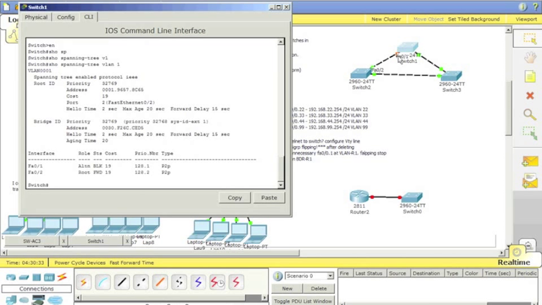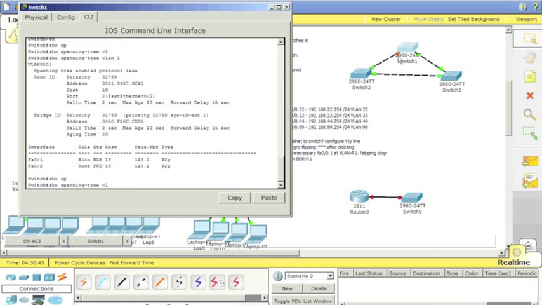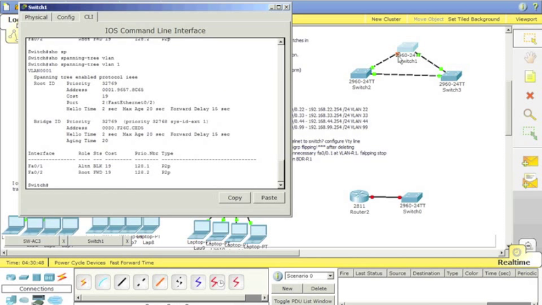FA01. Okay, what's happening is, show interface FA, spanning tree VLAN 1. What is the FA01? It's a block state. And then when you're looking at the show spanning tree VLAN 1 status, that's a root ID. Root ID is the root bridge ID, which is okay.